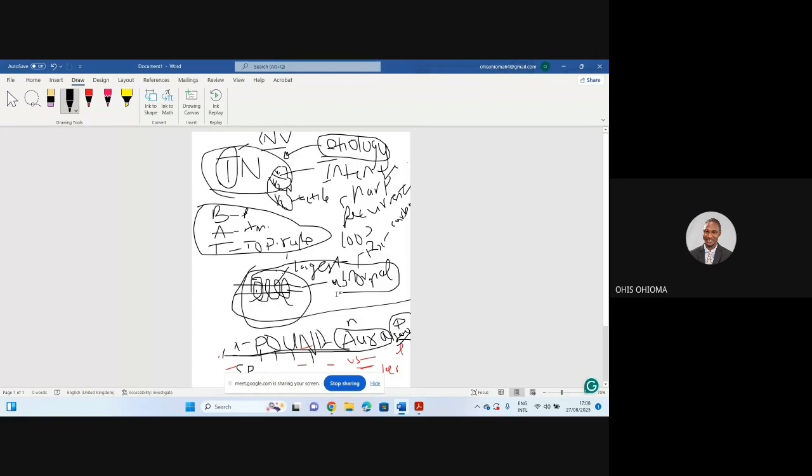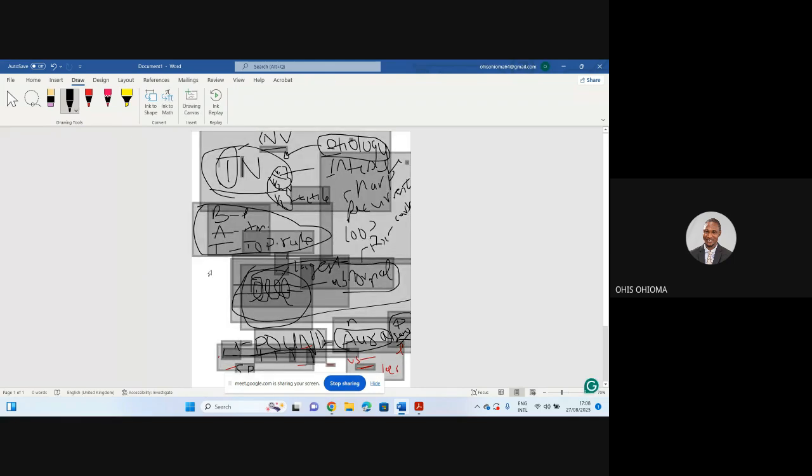Okay. And how we treat trigeminal neuralgia is by using this drug called carbamazepine, basically.